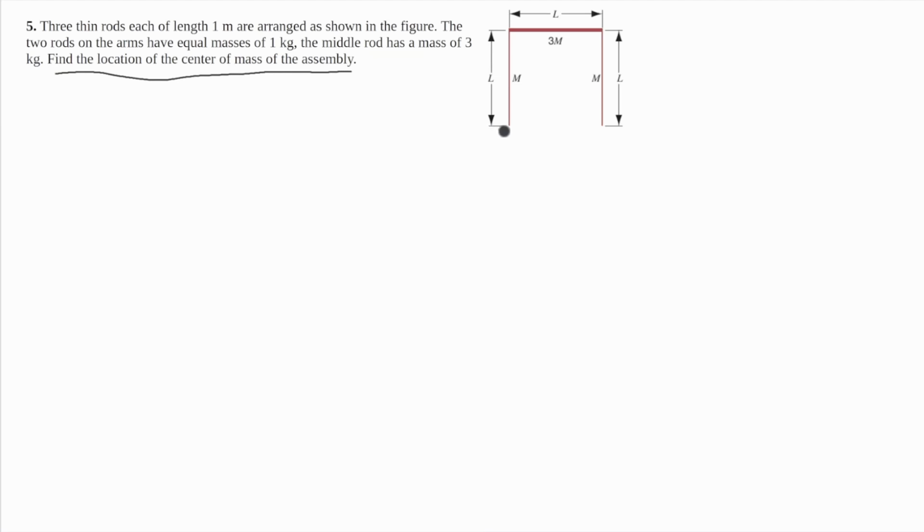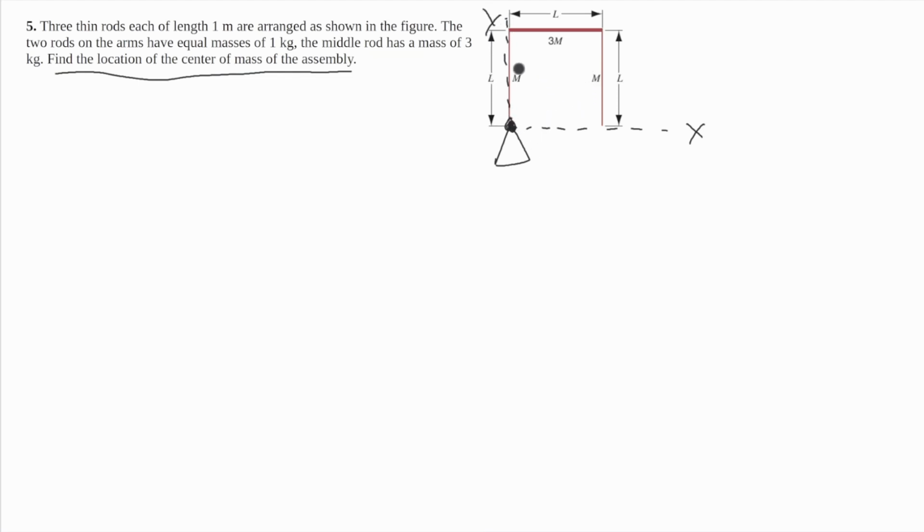To start, I'm going to say where my origin is. My origin is going to be the bottom left of this first vertical rod. So I'm going to draw my coordinates coming off of this. That will be my x, and this will be my y.